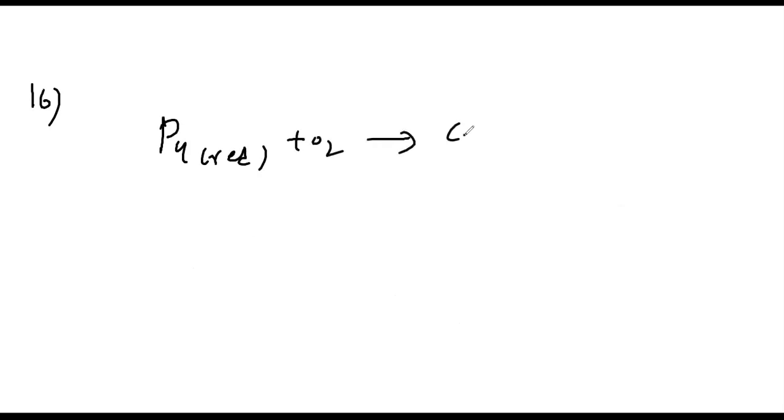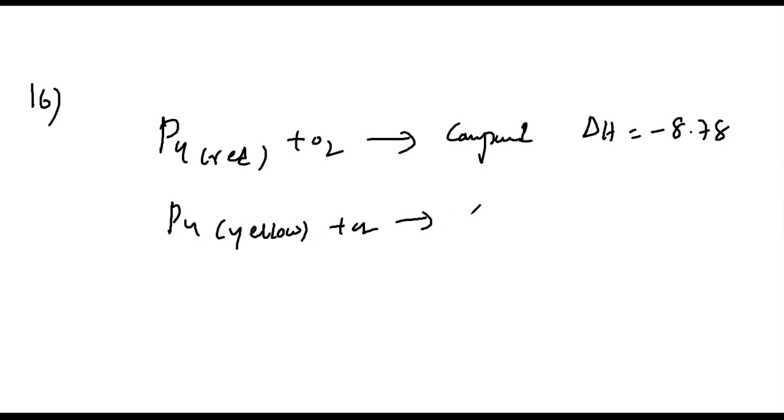It gives rise to some compound. What have they given for this one? For red phosphorus, delta H value will be minus 8.78. Phosphorus yellow plus O2 gives rise to some compound. For this one, delta H value will be minus 9.19 kilojoules. What they are asking is the heat of transition of yellow phosphorus to red phosphorus.